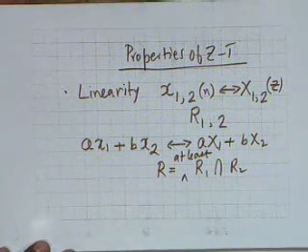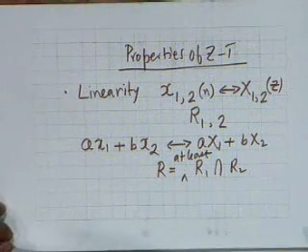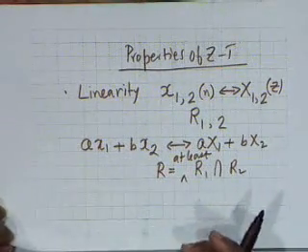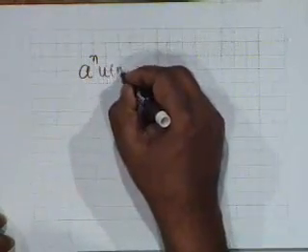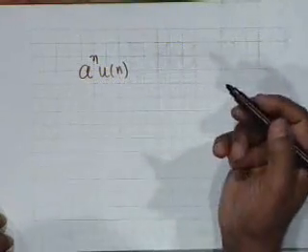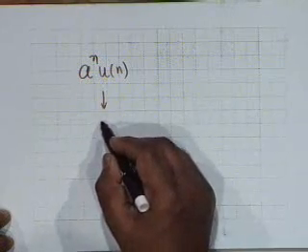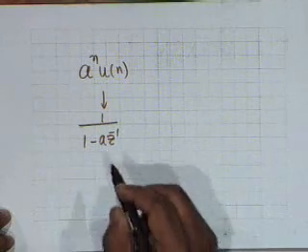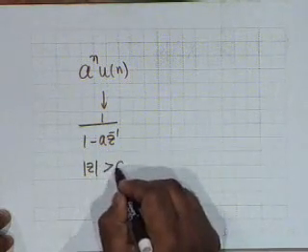Z transform has the same wide-heartedness as Laplace transforms. To illustrate this property, we take a trivial example. If we have a to the n u of n, what is the Z transform? It is 1 by 1 minus a Z inverse, and the ROC is mod Z greater than mod a.